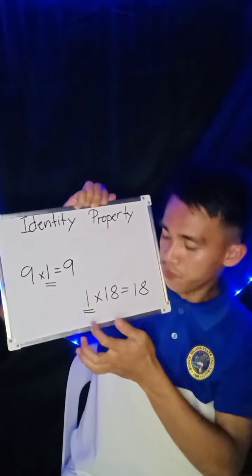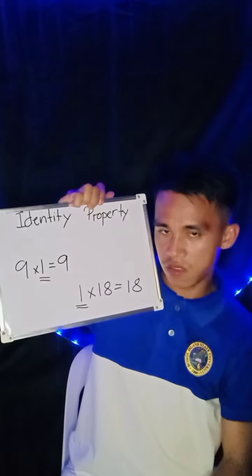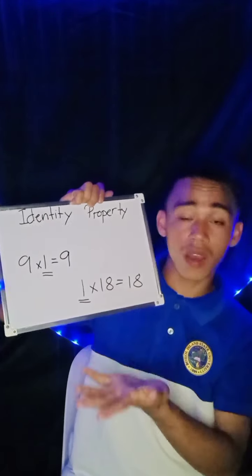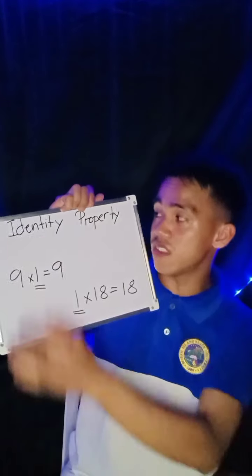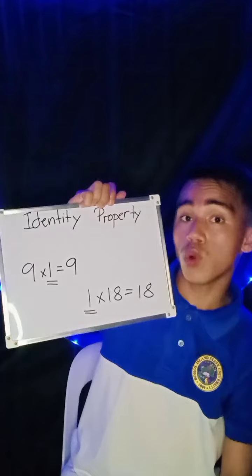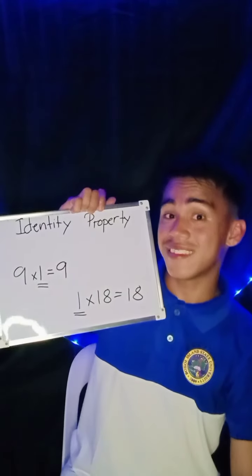So any number that is multiplied by 1, that is the identity property, is still the same. Another example, 1 times 18 is still 18. Nothing is added to 18. So it's the identity property. Any number multiplied by 1 is still the same.